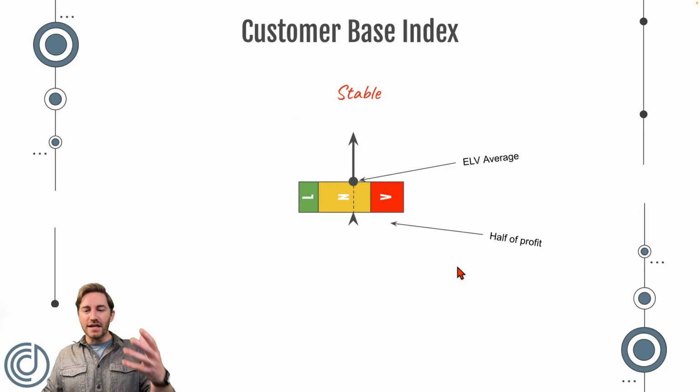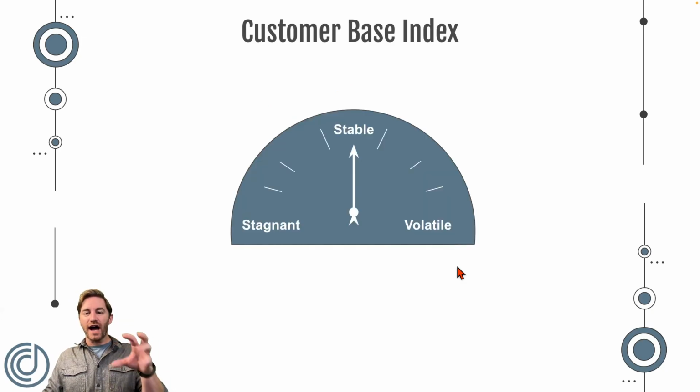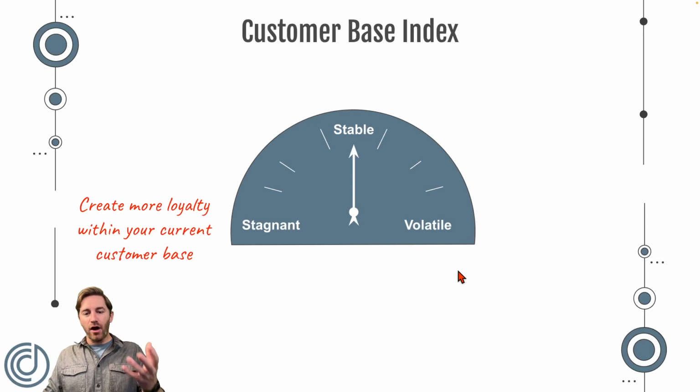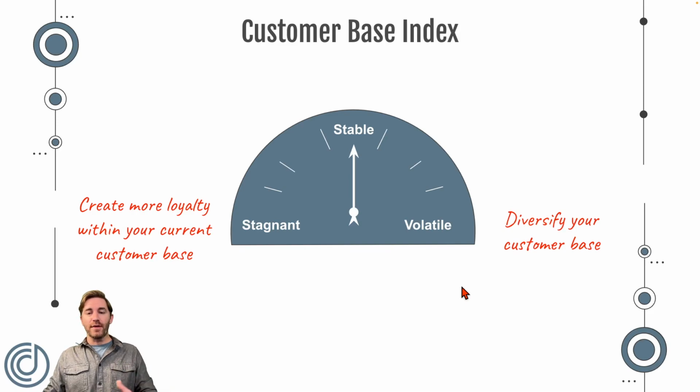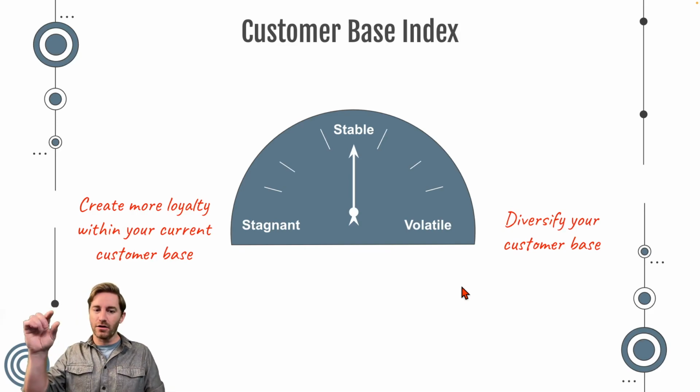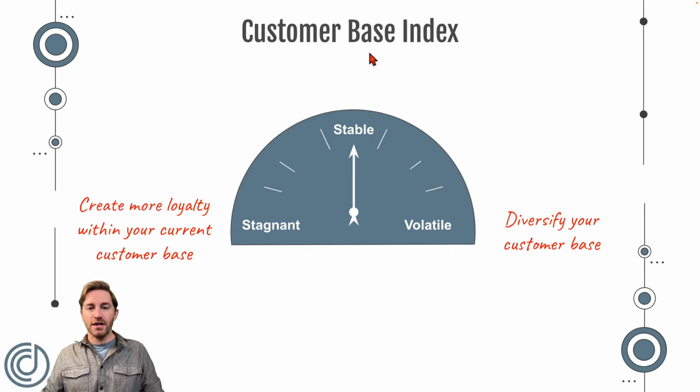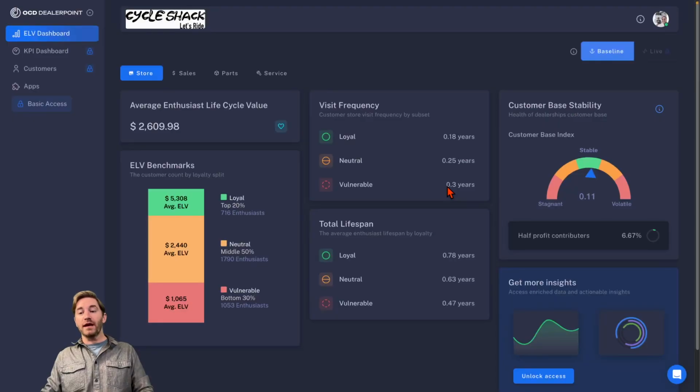We turned it into this little dial that exists on your own dashboard. We know we can tune it and make it a little better, but we want you to understand that this number may help you decide: do I need to create more loyalty within my current customer base, with more personality that people want to engage with, and events and things that drive that? Or do I need to diversify my customer base more, so I'm not so dependent on that tiny sliver of customers?